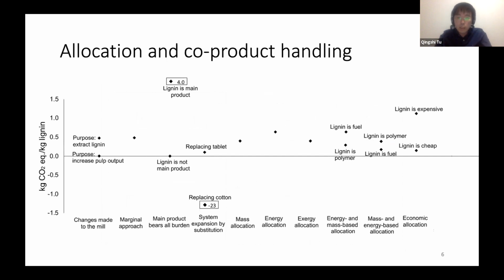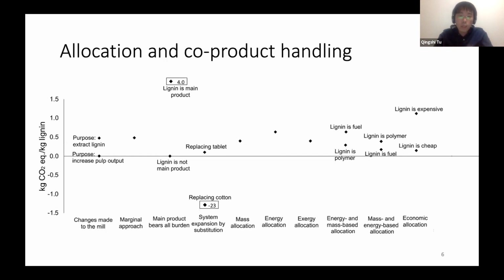So this is the result from that particular figure I just showed you in the previous slide. That's a review study looking at the different choices of allocation methods and co-product handling. It's going to really lead to very different conclusions, right? So the y-axis is kilograms of CO2 equivalent, which is the unit for climate change impact, per kilogram of your lignin, right?